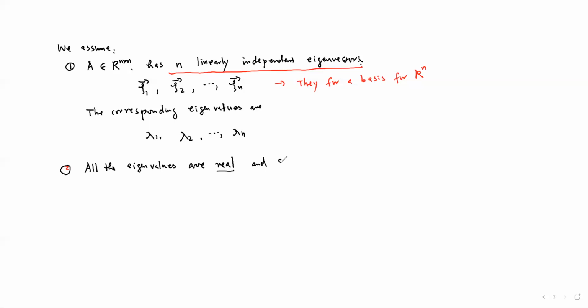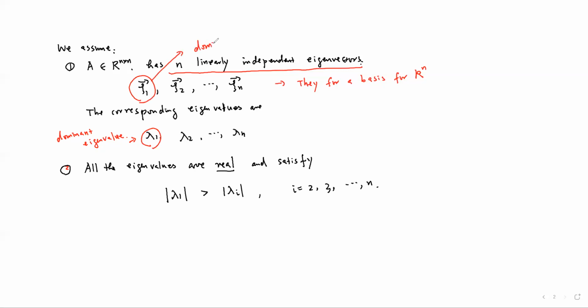And also satisfy, lambda 1. This eigenvalue is the largest in absolute value. This guy is greater than all other eigenvalues, lambda i for i from 2, 3 to n. Because of this inequality, we call this guy the dominant eigenvalue. And the corresponding eigenvector, we call it the dominant eigenvector.